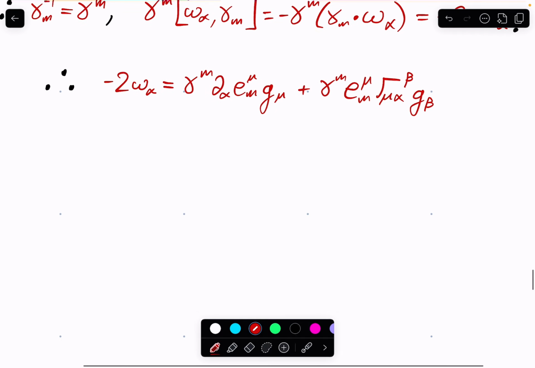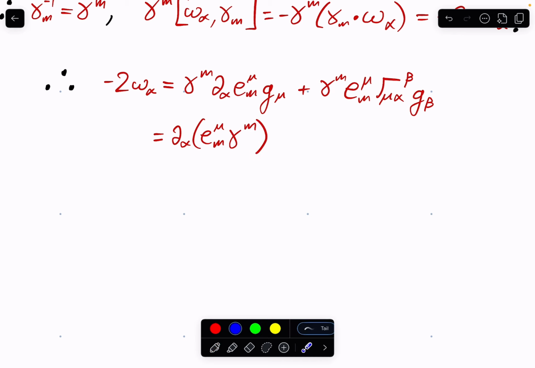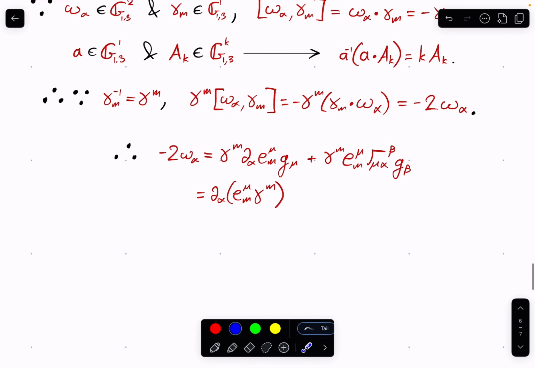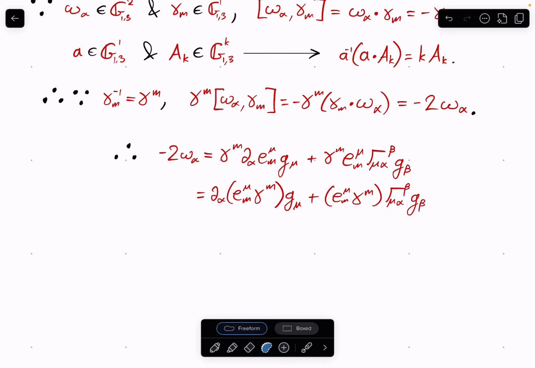And we can keep simplifying this. So I can pull in the vector here because the derivative of this vector is constant. Recall up here, this is 0, so we can pull it into this, and we end up with g^μ plus e^μ m γ_m β^μ α g_β.